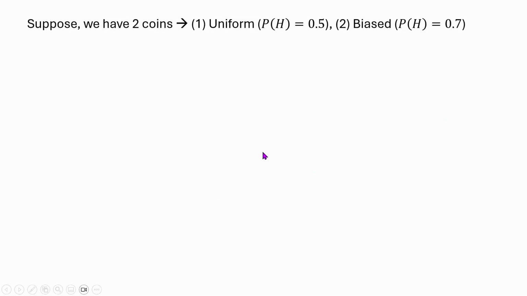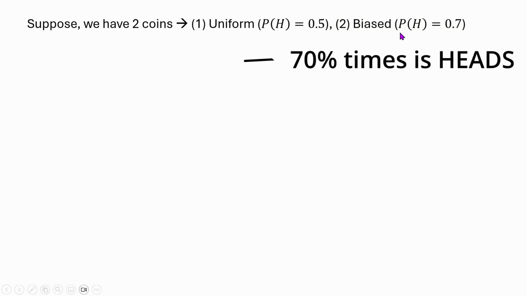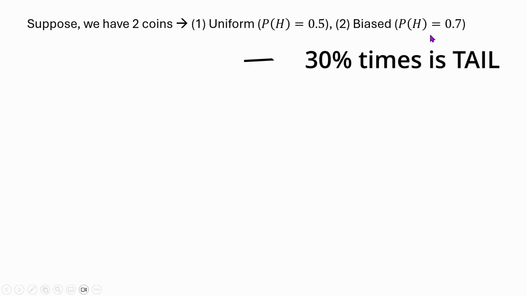Let's look at a real example, because we need to be able to use this in real life. Suppose we have two coins. One coin is uniform, that means the probability of head is 0.5, and the other coin is biased. That means the probability of head is 0.7. So 70% of the time it lands heads and 30% of the time it will land tails, approximately.